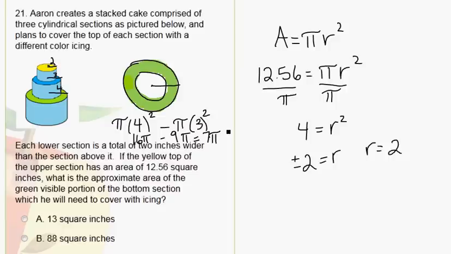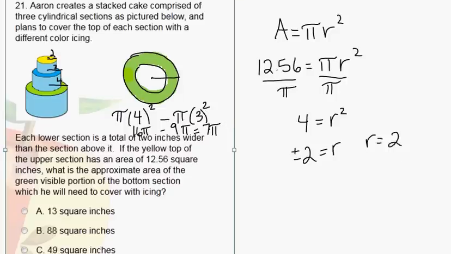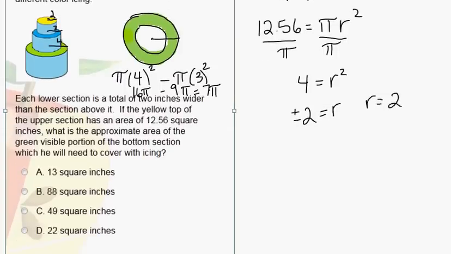And so if we want to just approximate what that is, 7 times 3.14 on our calculators, we're going to get 21 point, so this is about 21.98 square inches. So our correct choice is D, 22 square inches.